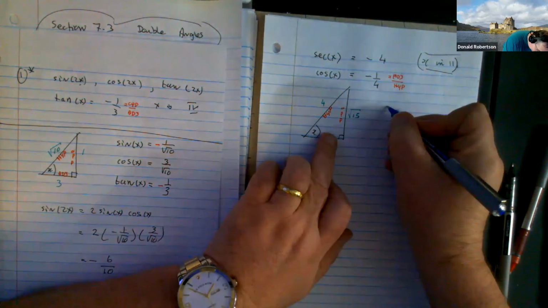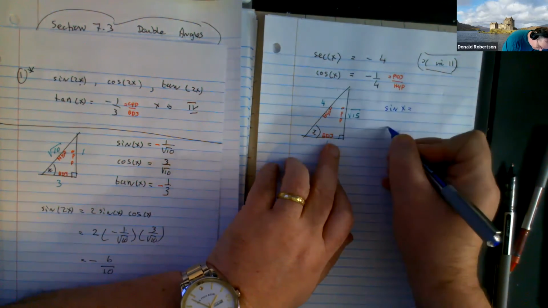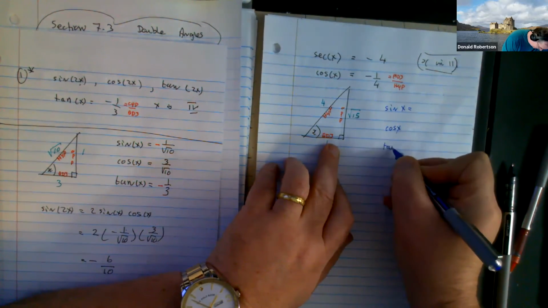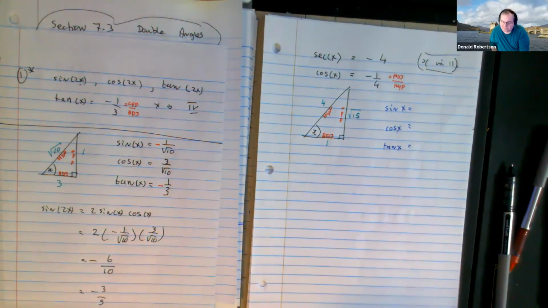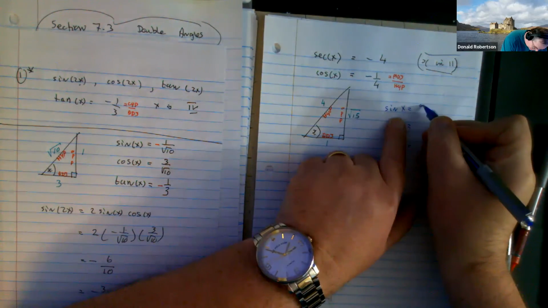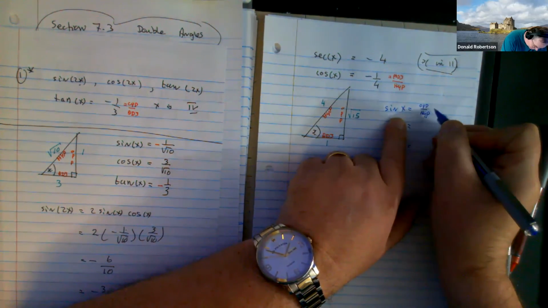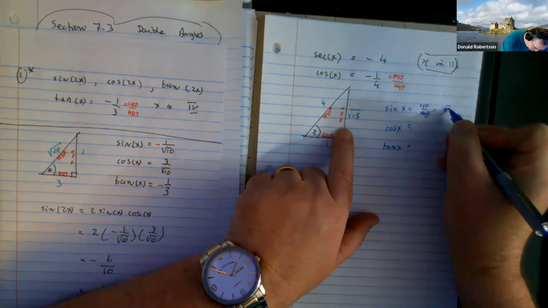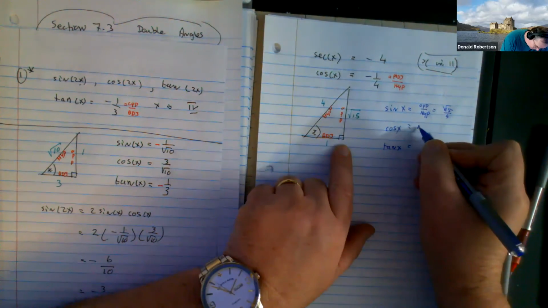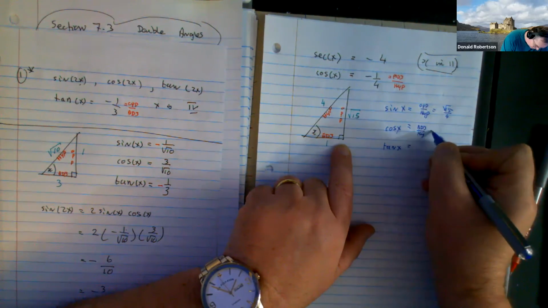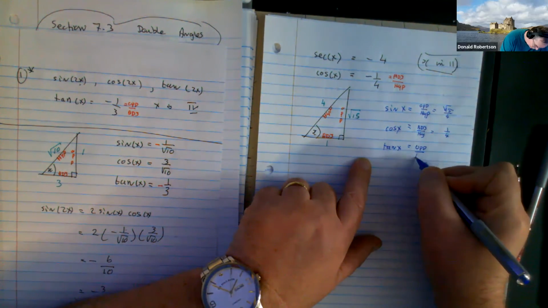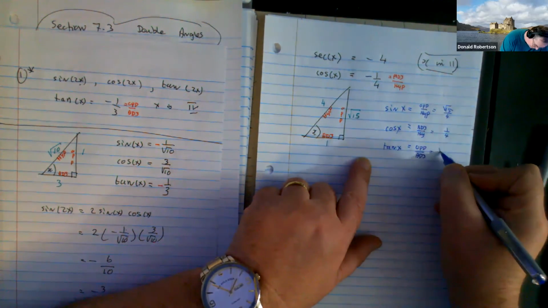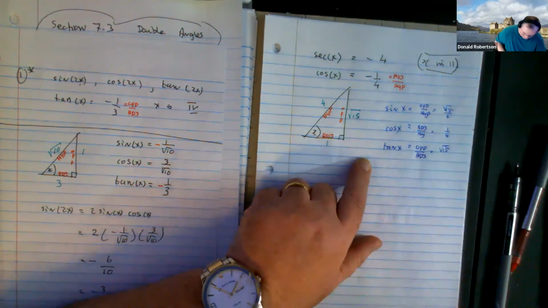And I'm only going to take it to this point, where we can write down what the sine, the cosine, and the tangent are. The sine is opposite over hypotenuse, and so that makes it square root of 15 over 4. The cosine is the adjacent over the hypotenuse, which makes it 1 over 4. And the tangent is the opposite over the adjacent, and that makes it essentially the square root of 15 over 1, which I'll just call square root of 15.